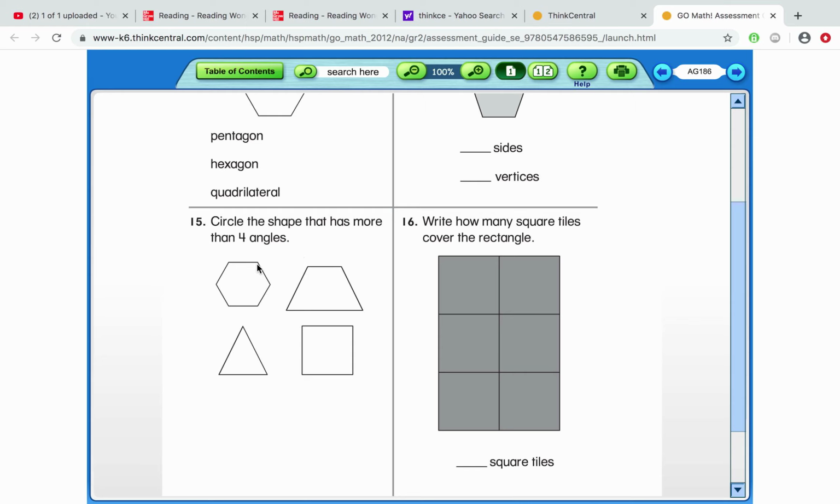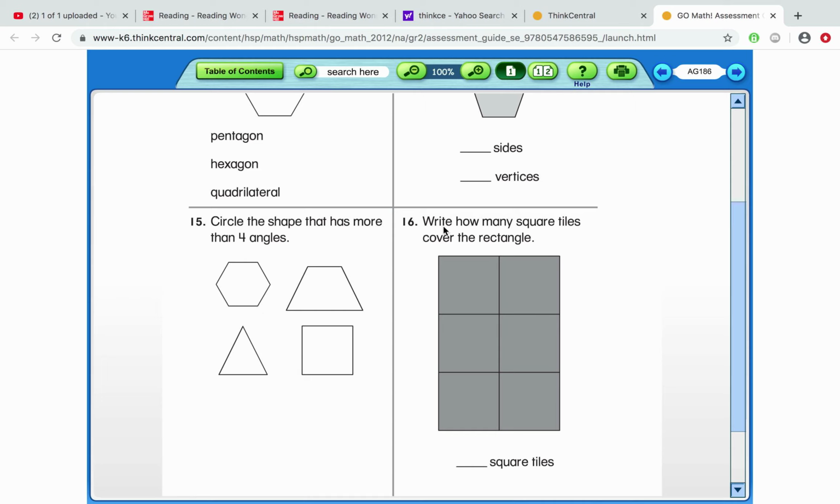All right, I hope you drew or circled this hexagon right here. A hexagon has 6 angles and 6 sides, which is more than the 4 angles. Trapezoid has 4, so that wouldn't work. A triangle has 3 angles, so that wouldn't work. 1, 2, and 3. And our square has 4 angles. That's not more than 4 either. Your only choice is this hexagon.